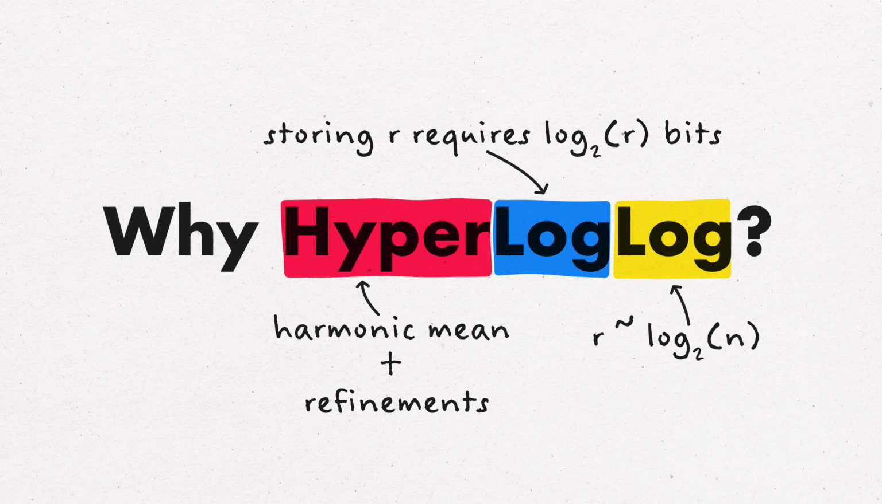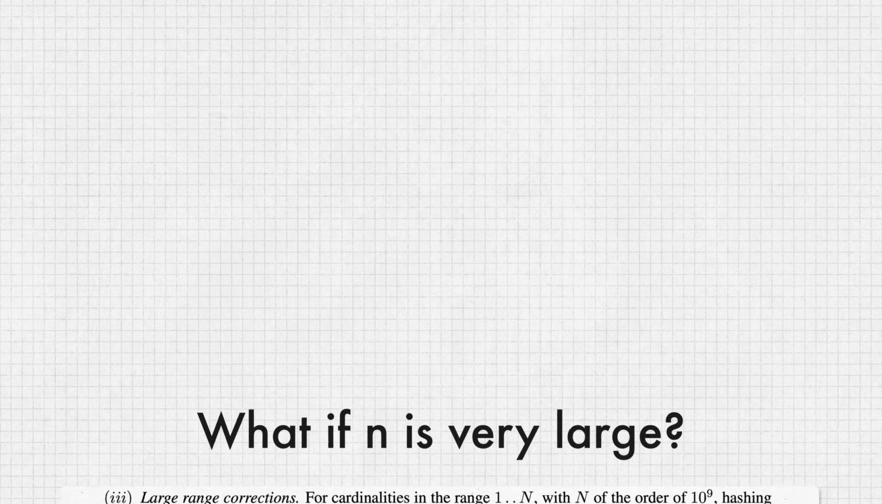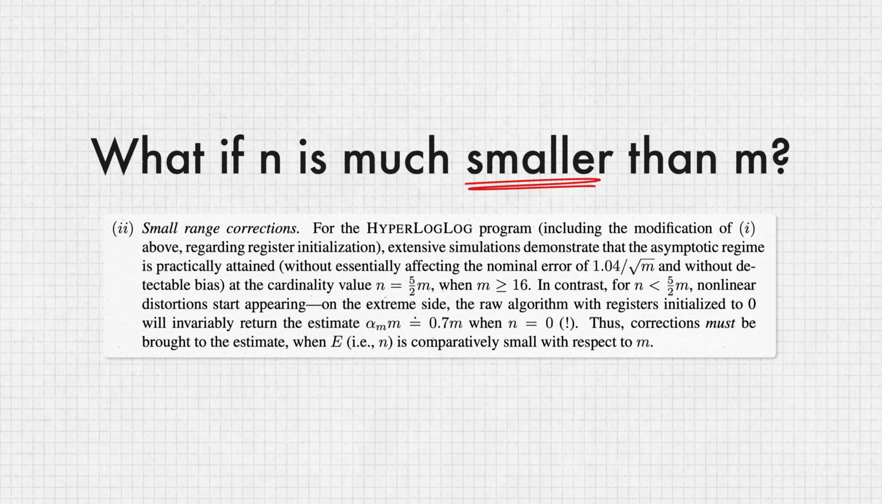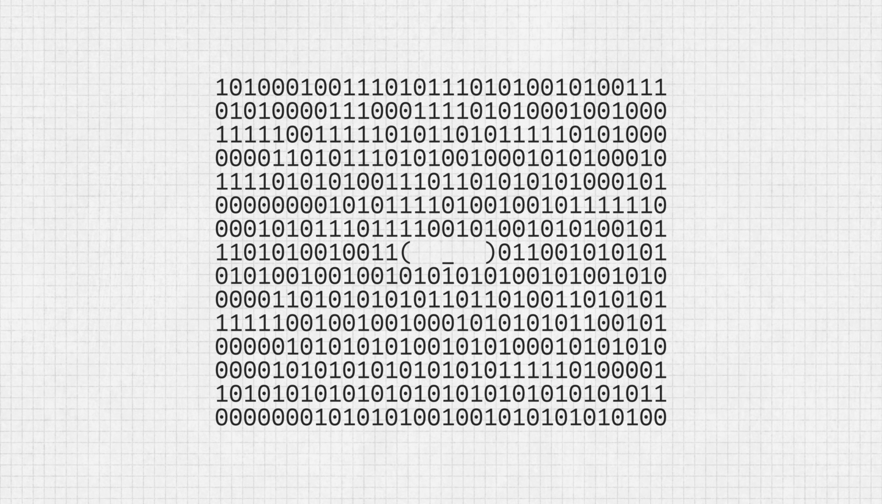Now, there are a few extra practical details the full algorithm has to deal with, like what to do if n is extremely large and we start running into more collisions in the hash space, or what to do if n is much smaller than m and a lot of the registers or computers end up empty. But the heart of HyperLogLog is still the same clever idea. It's compact, surprisingly powerful, and now you know its core concept.